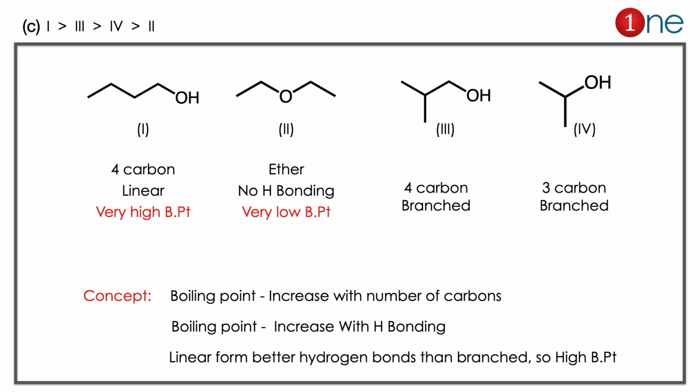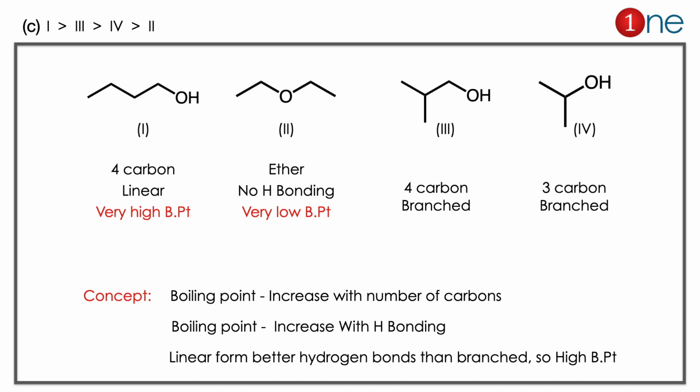Before we get into solving the problem, you have to find the concepts here. The boiling point increases with the number of carbons. The boiling point also increases with hydrogen bonding. Second, linear forms better hydrogen bonds than branched, so the boiling point will be higher. So linear has a higher boiling point than branched. So let us analyze the extremes there. The second one, if you look at it, is ether, no hydrogen bond. It is expected to be very low. If you look at the first one, it is 4 carbon, linear, very high boiling point.